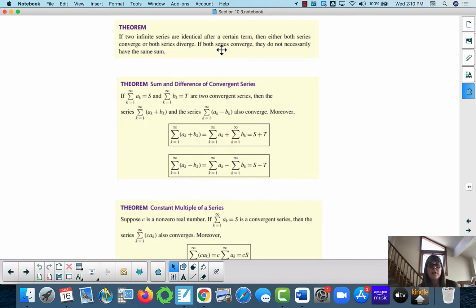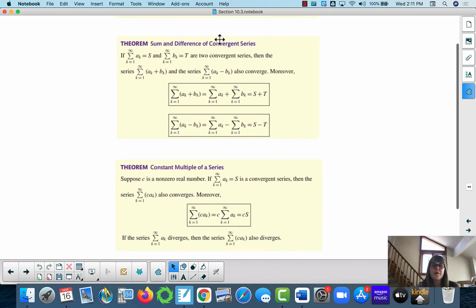So we can use the idea that if we have series that are identical after certain terms and we know that one of them converges or diverges, we can say the other one does also. And if they both converge, we know that they converge, but we don't know what the sum is. We can't assume that it's the same sum. So for most of the examples in this video, we're not going to calculate what the sum is. The idea here is really more to figure out whether the series converges or diverges. And so that's what we're going to be doing for these.